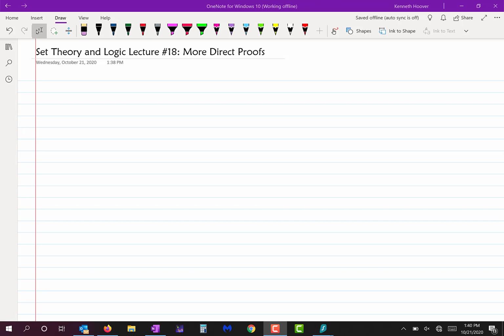Okay, let's practice another proof. I'm going to give you a definition. This is the definition of divides. Okay, so the definition: if a and b are integers, we say a divides b, and we write it like this.